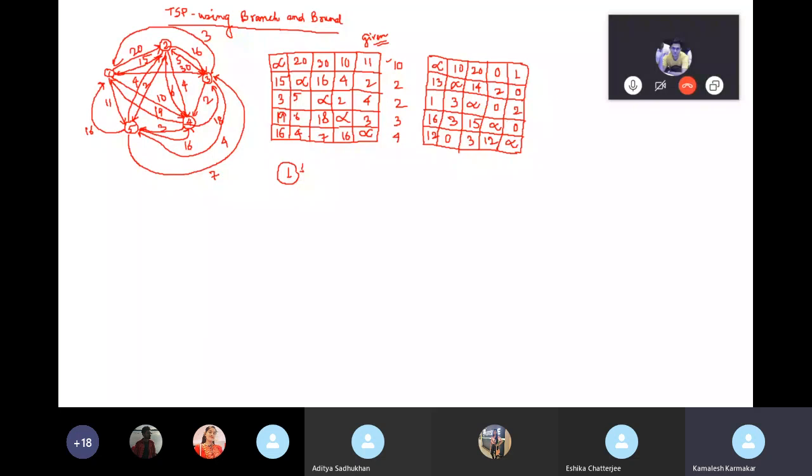Now after this deduction, we have reduced by the minimum value of the rows. Now we have to reduce by the minimum values of the columns. So what is the minimum value here? In the first column, the minimum value is 1. In the second column, the minimum value is 0. In the third column, the minimum value is 3. Then here the minimum value is 0. In the next column, the minimum value is 0 again.